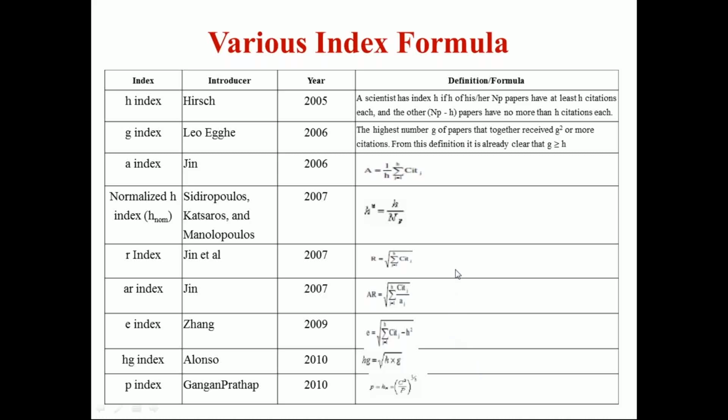You can find all the formulas are related to the letter H, except the R and AR index. Therefore, the remaining indexes are dependent upon the H index in one way or another, whereas the R index and the AR index are not related to the H index. The H index does not have any impact on these two.